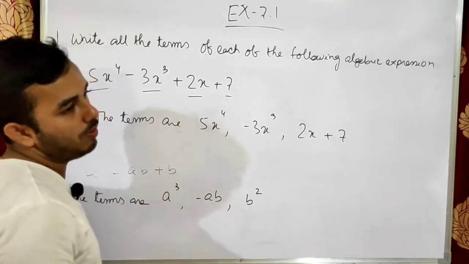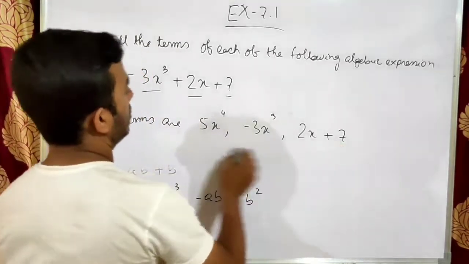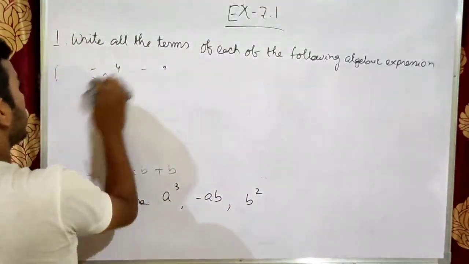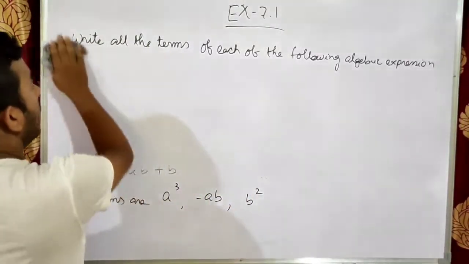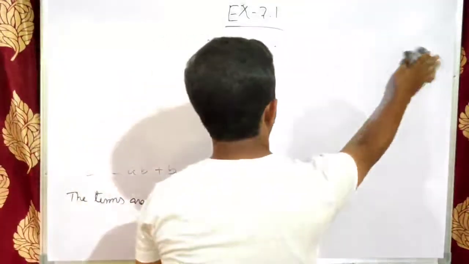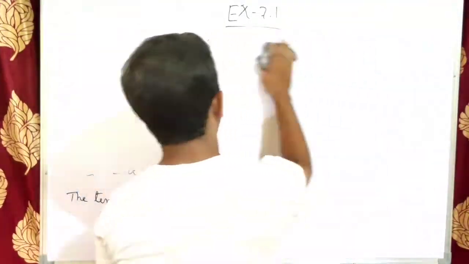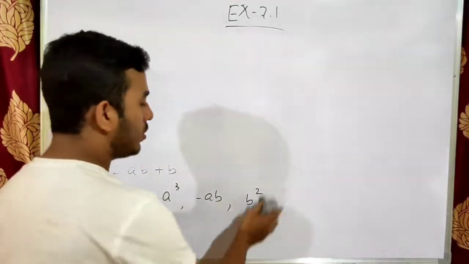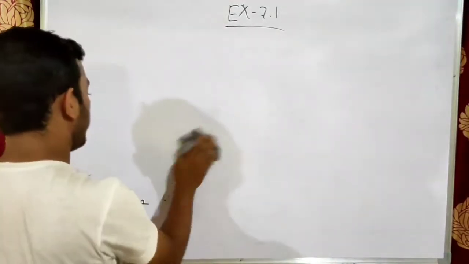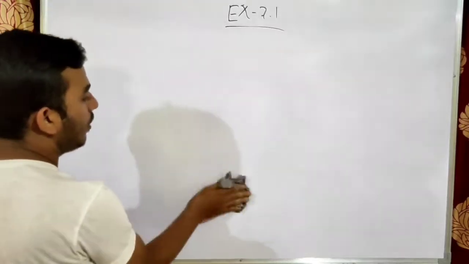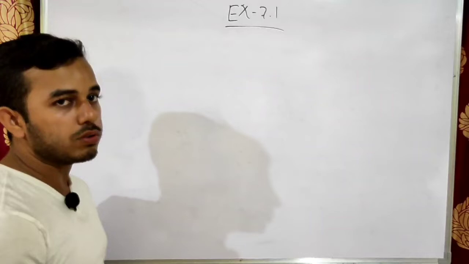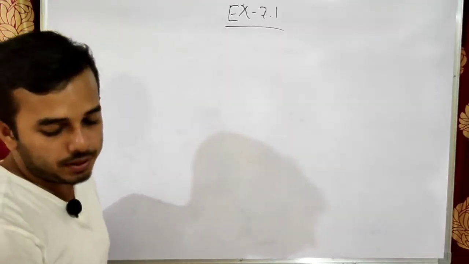Okay, its value will vary, but this 7 is what? Constant. Why? Because it has a fixed value. For example, I have told you 5x to the power 4. If the value of x changes, the value of the term will change. So this is a variable term. But the value of 7 will never change. If you go to another planet also, the value of 7 will remain 7.